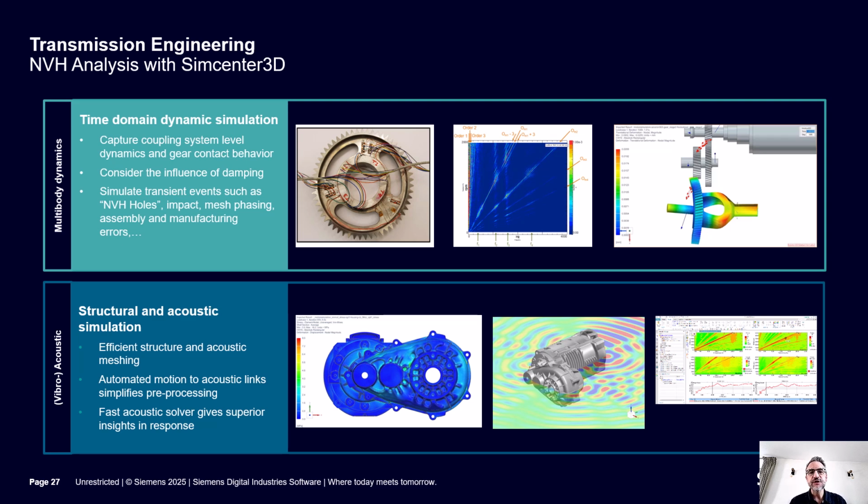We can also simulate phenomena linked with NVH, as we can see in this picture, which will generate specific harmonics in the response, and as we see here, can cross resonances and lead to higher noise levels. We can also look at mesh phasing in transmissions and assembly and manufacturing errors. On the side of the gearbox housing, as we can see here, detailed vibroacoustic analysis can be done in order to optimize the system, in order to add the ribs where needed, in order to give good NVH performance.